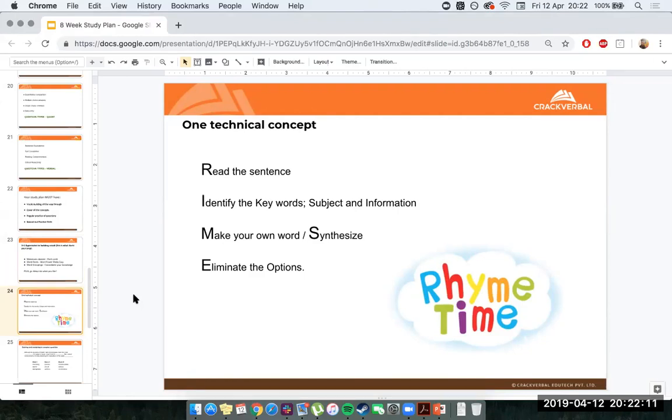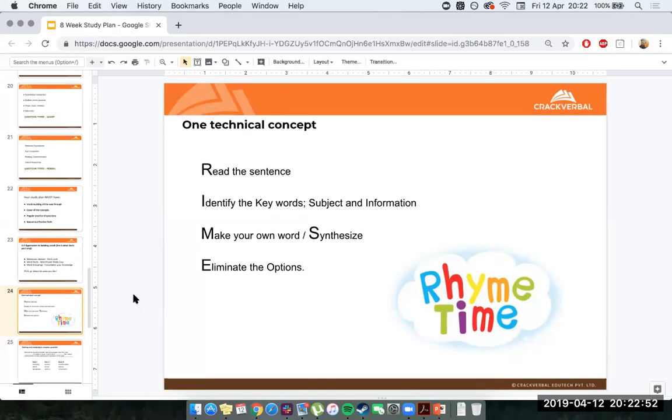So here's a good example of a technical concept. What I'm going to share with you is called the RISE technique, depending on how you want to call it. Essentially, whenever you get a sentence equivalence or text completion question, and don't worry, we'll look at such a question in the next slide, all you need to do is follow this conceptual approach and you'll be fine. You want to read the sentence, identify keywords, so the subject and the important stuff that the sentence is trying to communicate to you. You then want to come up with your own word to fill in the blank. And lastly, eliminate the options that don't work.